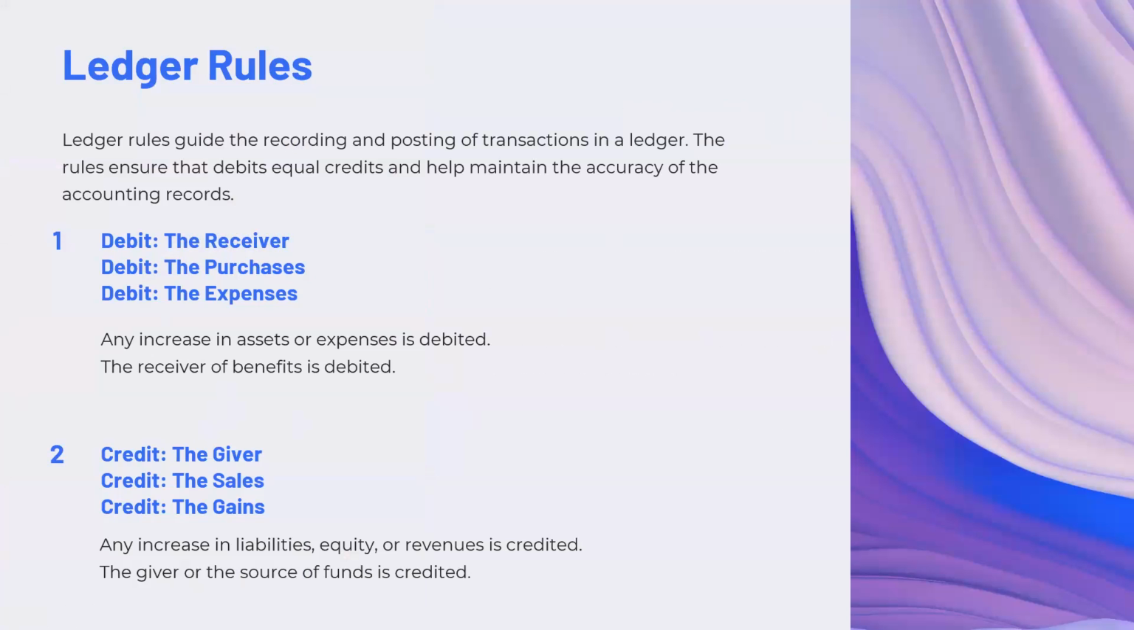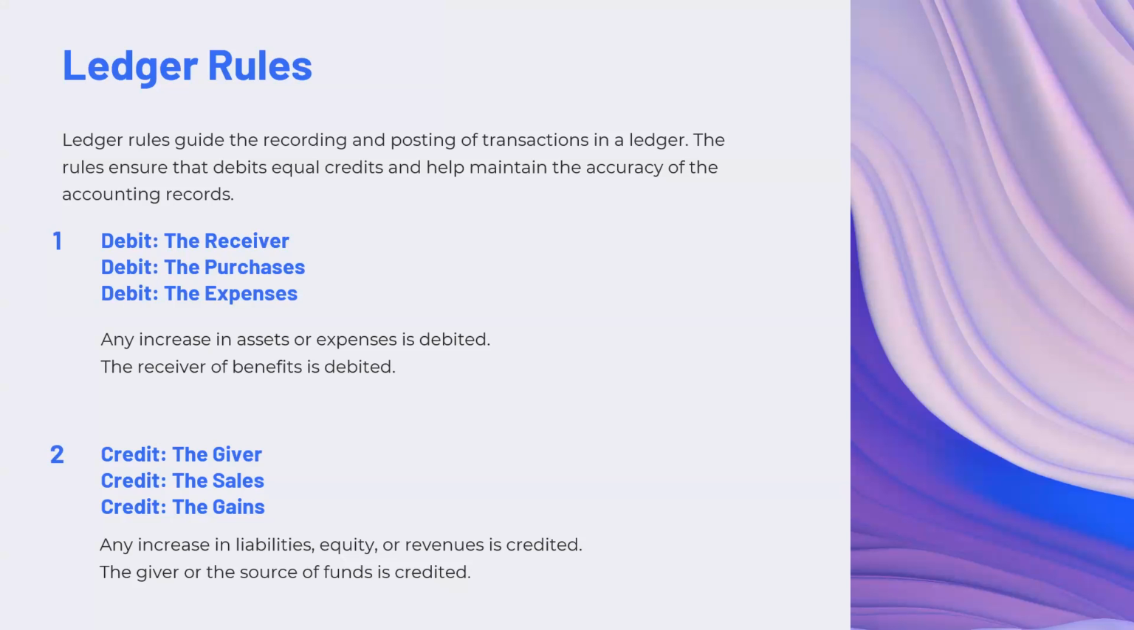The first rule is: debit the receiver, debit the purchases. Of course, if there is a purchase, there would be expenses, so debit the expenses. Any increase in assets or expenses is debited, so that comes under the debit column. The receiver of the benefits is debited. Whoever receives the money value is considered a debtor.